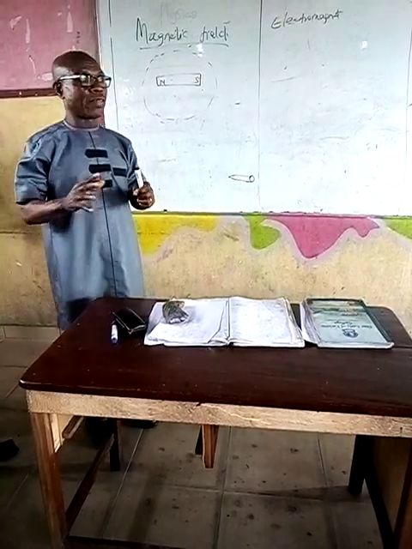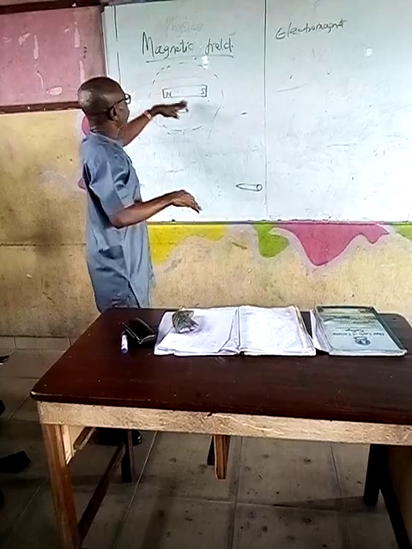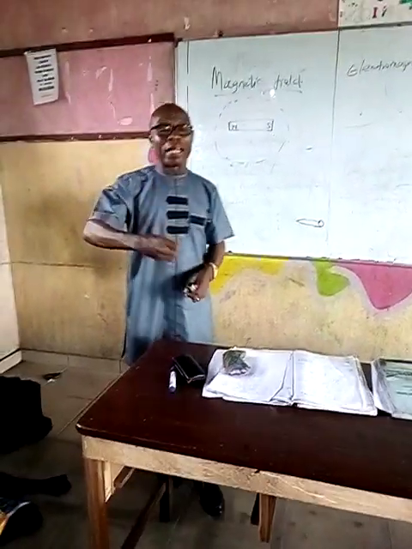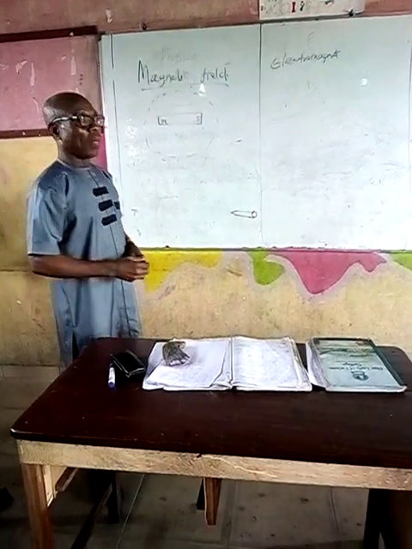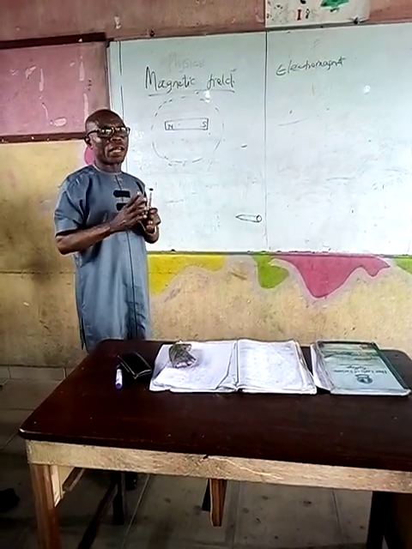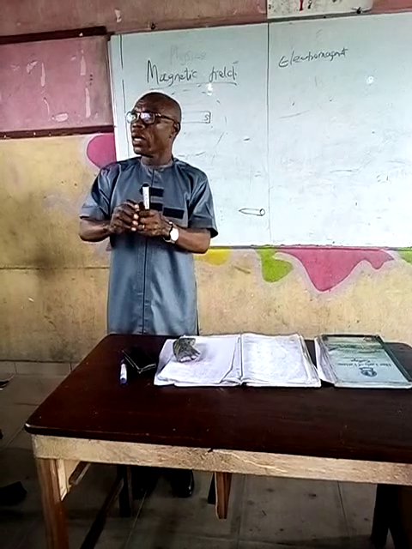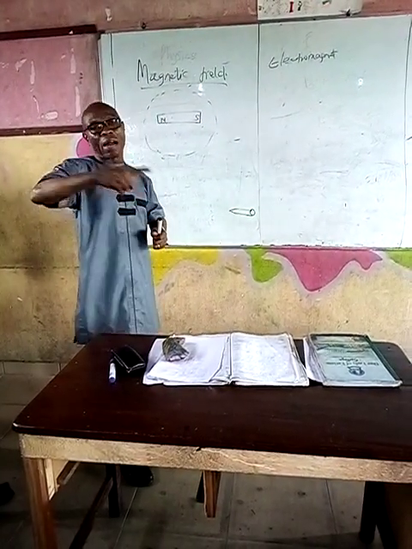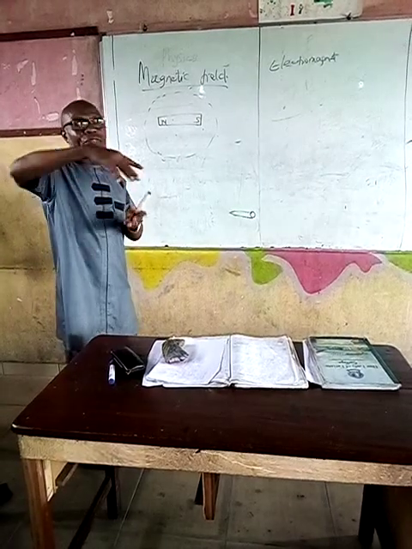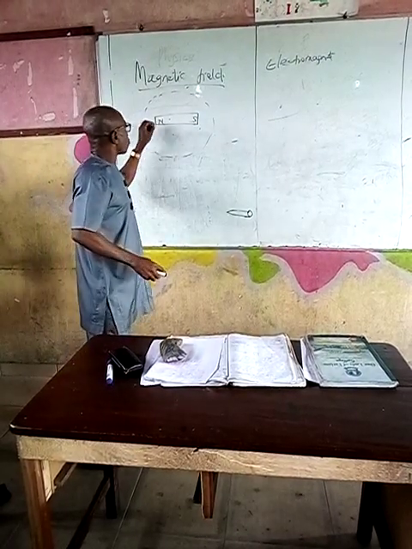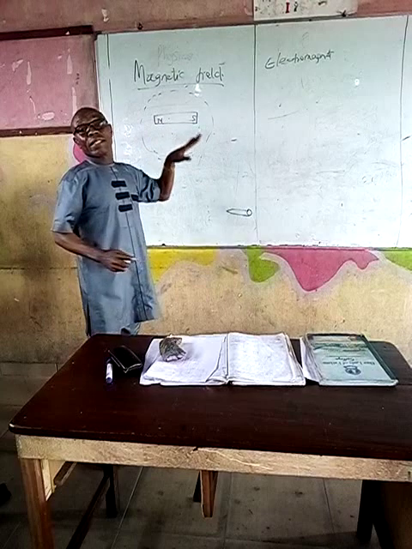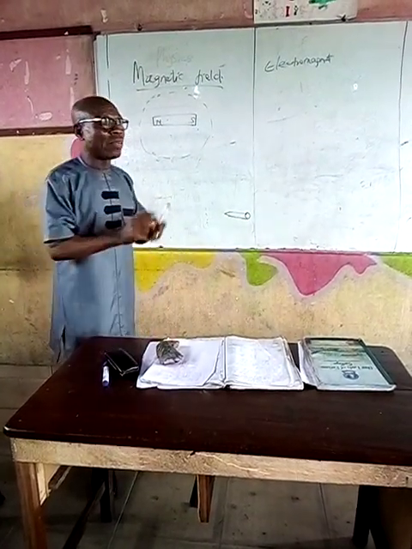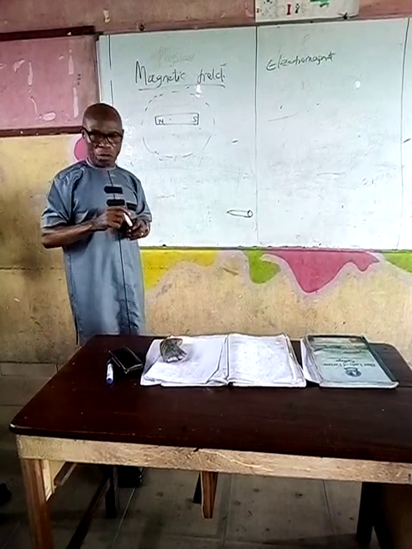And we have said that magnetic field is a space around a magnet or current carrying conductor, because when electric current flows through a wire, a magnetic field is set up around it. So we can have a magnetic field formed around a magnet, or we can also have a magnetic field set up around a current carrying conductor.